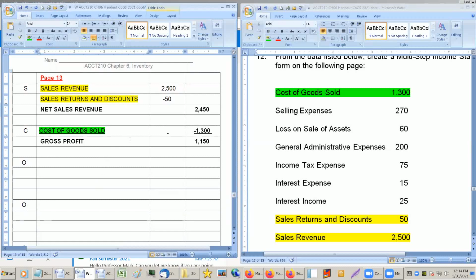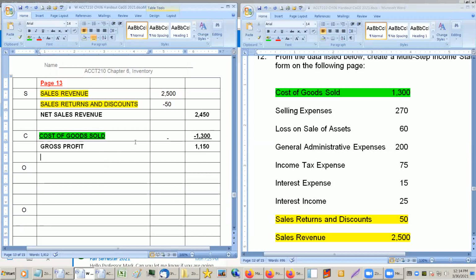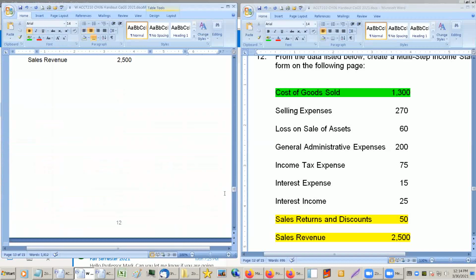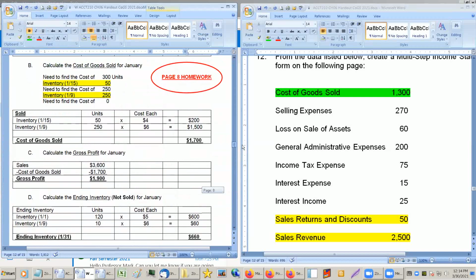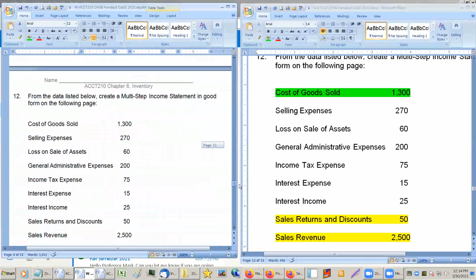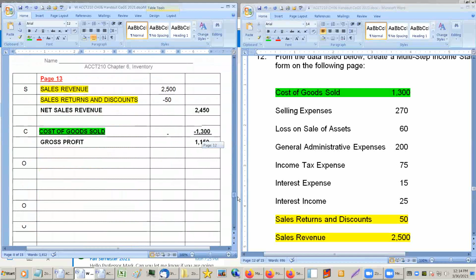And so you'll notice, sales minus cost of goods sold equals gross profit. That's exactly the same thing that we did up here for these. Sales minus cost of goods sold is gross profit, exactly the same thing. We're just going to do the entire income statement, or multi-step income statement, instead of just part of it.